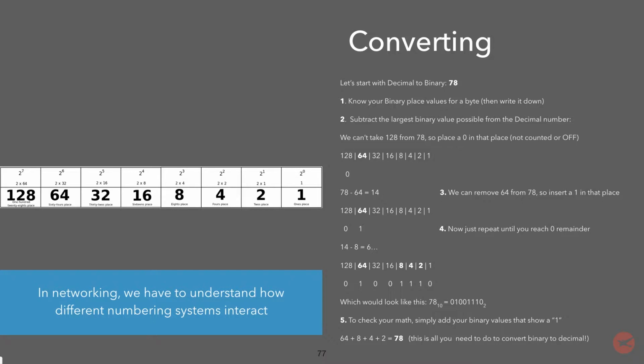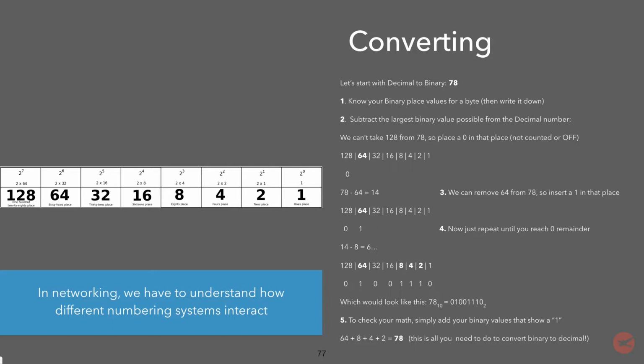The next value we can subtract from our remainder is 8. So we subtract 8 from 14, and that results in 6. Continuing on, we can subtract 4, and we can subtract 2 from the remainder of 6 minus 4, which is 2. And now we have a remainder of 0. So any remaining bit values after we reach 0 will simply be 0. And so our number 78 translates in binary to 01001110.